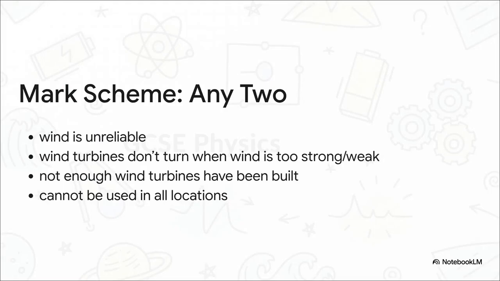And here's the cool thing about this kind of question. The official mark scheme actually lists 5 perfectly good answers. You only need to give any 2 of these to get the marks. Things like wind being unreliable, or the fact that turbines have to shut down if the wind is too strong or too weak, or maybe there just aren't enough turbines built yet. Any 2 of those and you're golden.